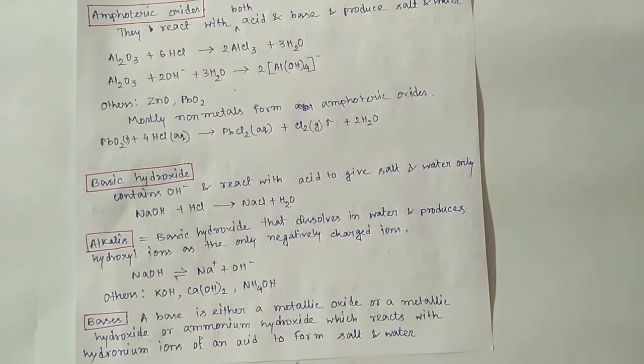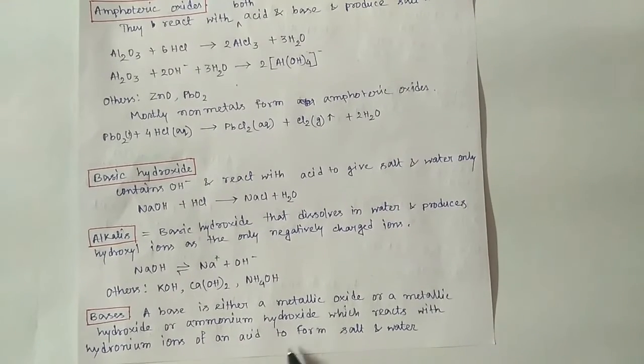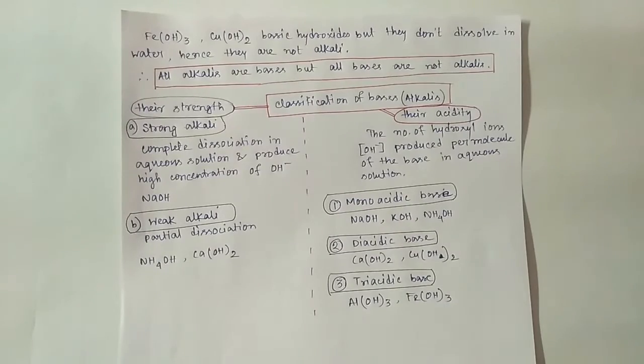Always remember that what I have told you about basic oxides and basic hydroxides, they both can be bases, and their only property is that they have to react with the hydronium ions, H3O plus ions, of an acid, and they will produce salt and water. So these two factors are very important: they react with hydronium ions of an acid and produce salt and water. Now let's learn the classification of bases or alkalis.